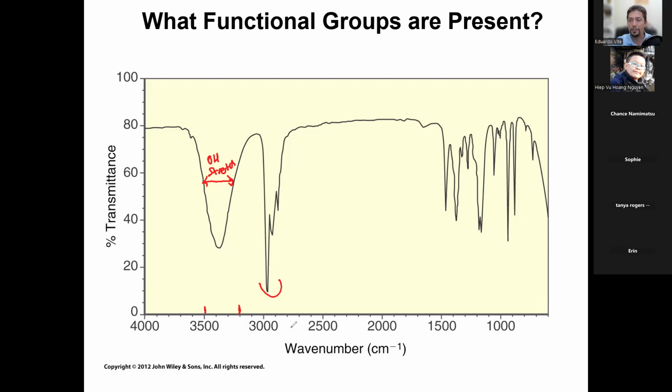What's over here at 3000s? I think somebody already said it in the chat. Yep, sp3 CH stretches. That's right. That's always present. Those are always very intense. That's why they're called the stalactites. And I don't know what else is in here, right? You can't really tell if there's anything else much in here.